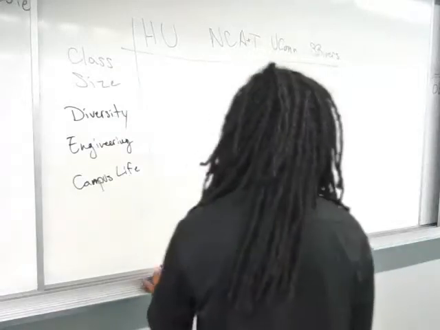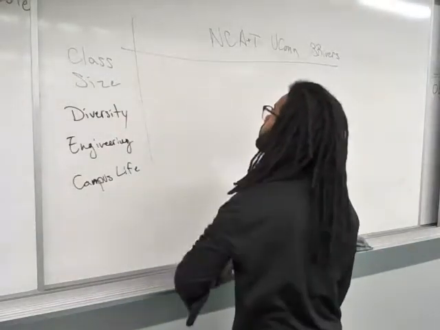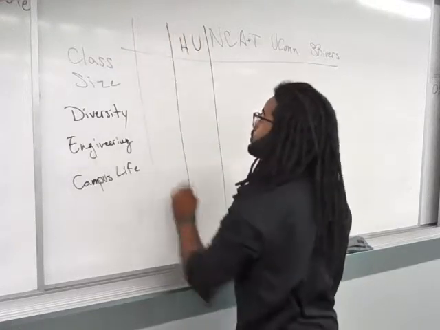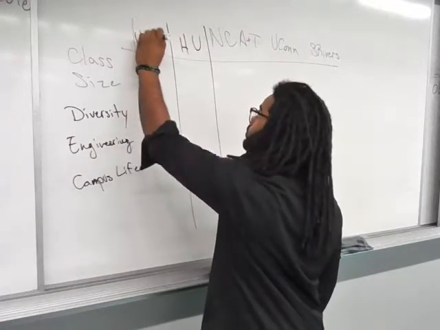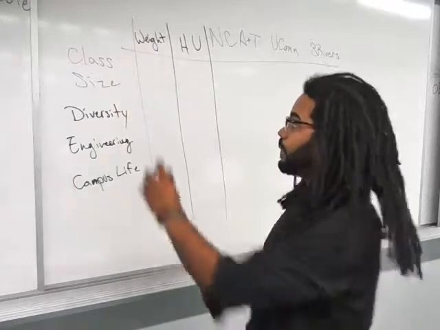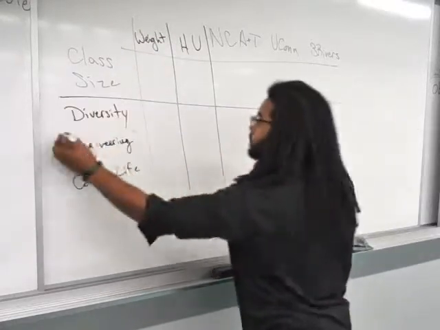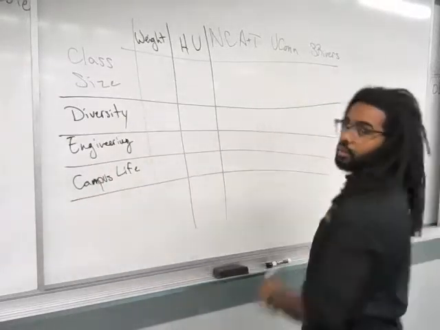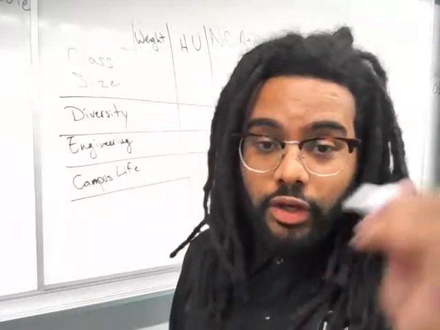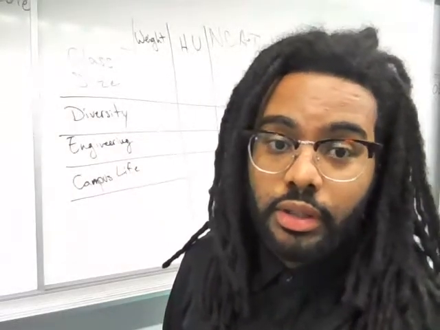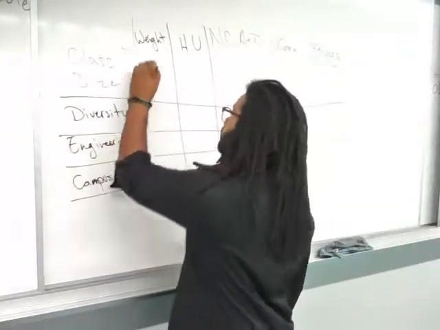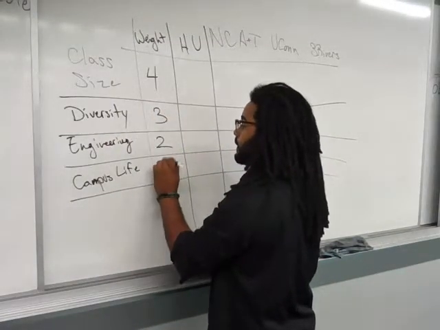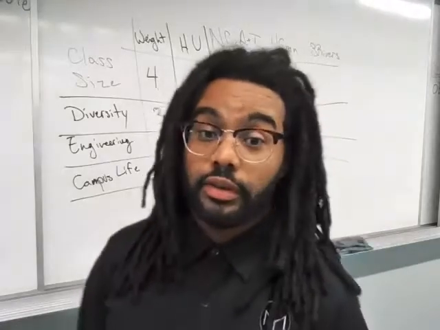The way that you have that is you write out a weight. This is the weight. So there's four of these. So they each get 1 point. You're going to count down from the most important to the least important. Most important for me was the class size, diversity, engineering, and then campus life. Those are the most important things for me, right?